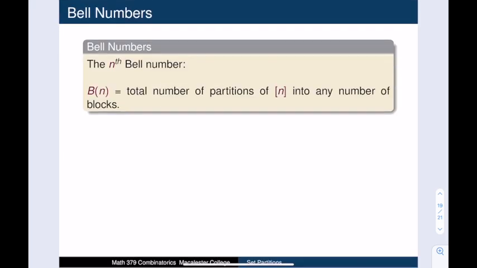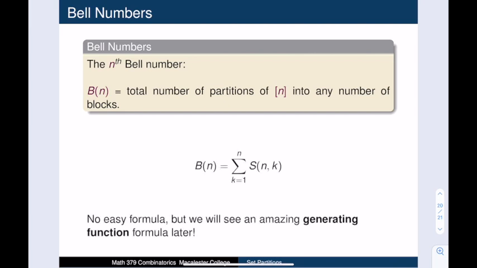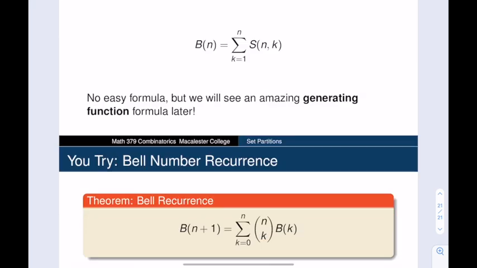We are nearing the end of our video. Our U-try problem for this video concerns the Bell numbers. The nth Bell number is the total number of partitions of the set n into any number of blocks. It follows directly that the nth Bell number is just the sum of the Stirling numbers for the set of n things. As with the Stirling numbers, there isn't a simple formula for the Bell numbers. However, once we've talked about generating functions, we will see an amazing way to express the Bell numbers, so keep an eye out for that in a future video.